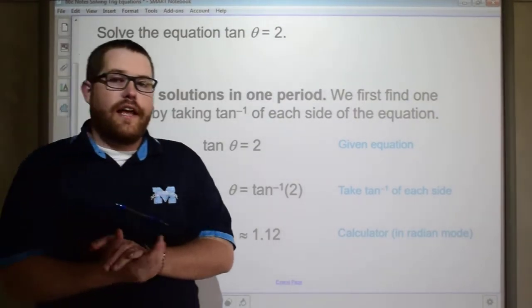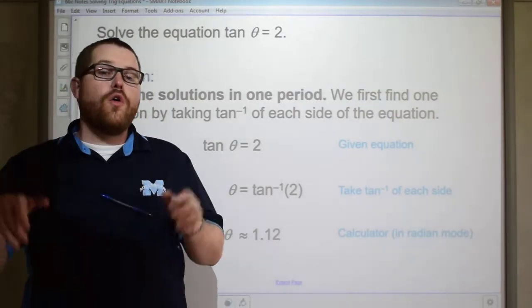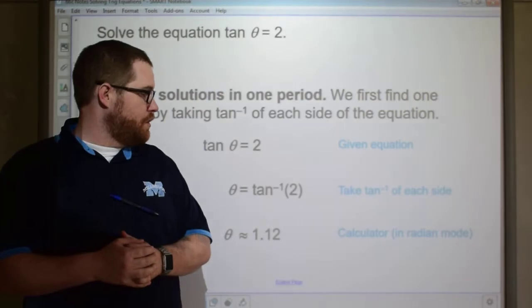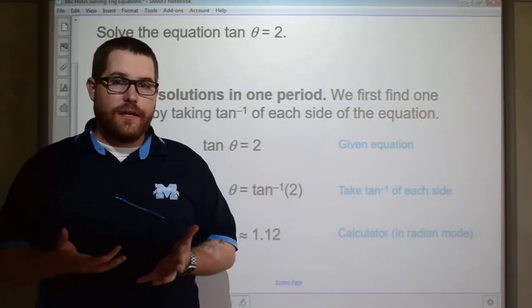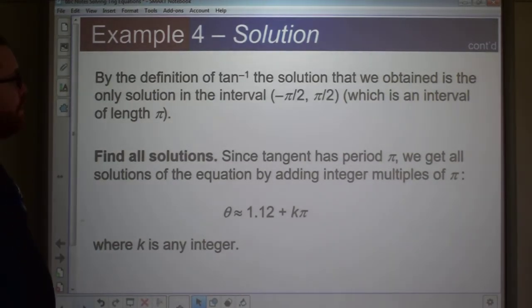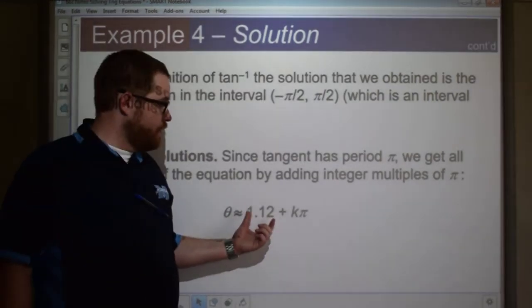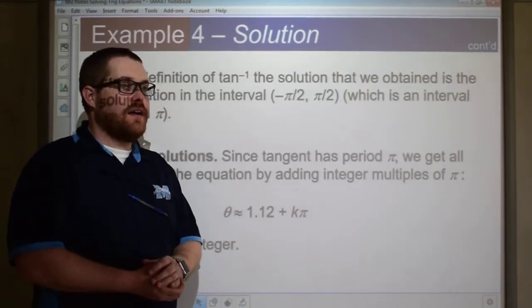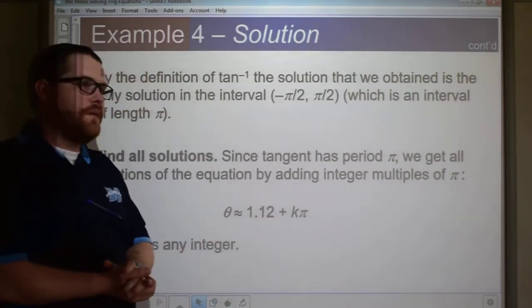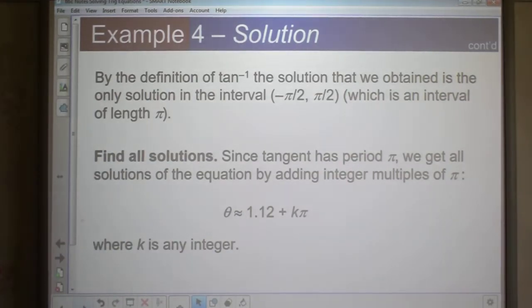But that's only one answer. I need all the answers where tangent is 1.12. So how often does tangent repeat? Well, tangent repeats every pi. So I'm going to do 1.12 plus k times pi. Not 2k pi, like last time, because the period here is only pi.